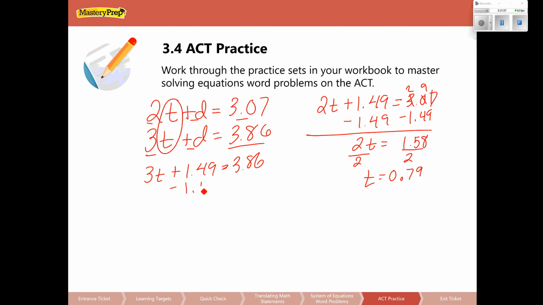Because here we can subtract 1.49 from both sides. 3.86 minus 1.49 is 2.37. We can divide both sides by 3. 3 does not go into 2, so 0, but 3 goes into 23 7 times, which gives us 0.79. We have the same value for t, so that means the 1.49 is the correct answer. Do y'all see how that works? Because we could have picked a different answer that it gave us, and we would have found 2 different values for t, so that's not the correct answer.